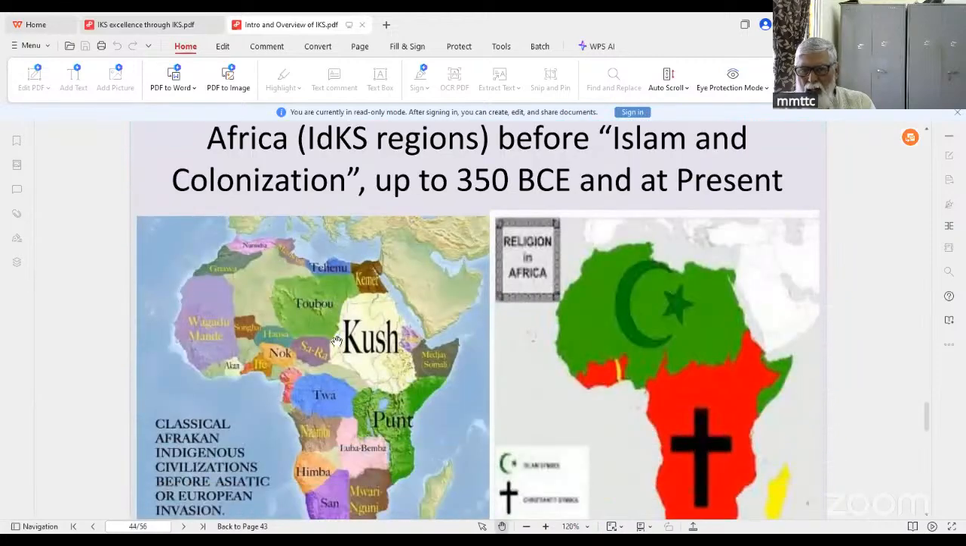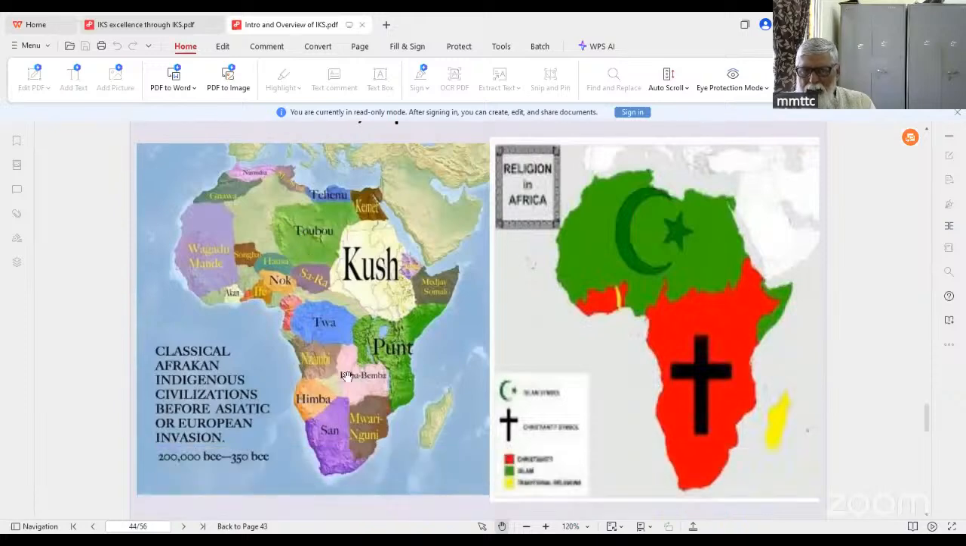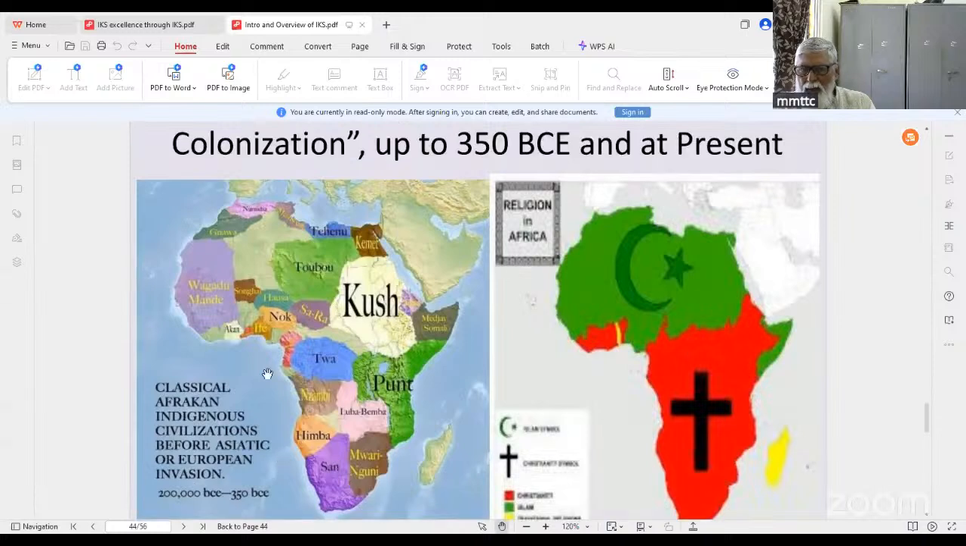Okay, the same happened in Africa. Africa was filled with indigenous population. The entire continent had a tremendous amount of indigenous civilization before the European and Asiatic invasion. Now you see here how Africa looks. Almost half of it is Christian, the top half is Muslim. That's all. All these indigenous forms have been completely overruled.